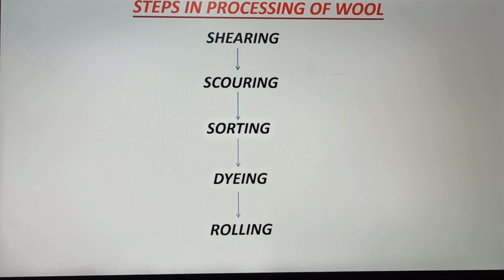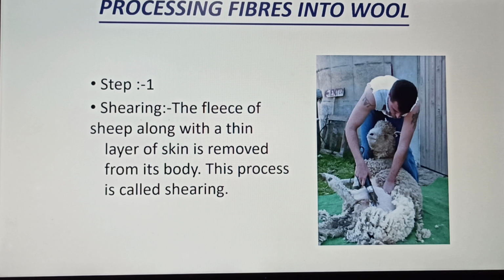Now these are the steps which are involved in the processing of wool. Your first step is shearing, second is scouring, third is sorting, fourth is dyeing and fifth one is rolling. Step 1, that is shearing. The fleece of sheep along with a thin layer of skin is removed from its body. This process is called shearing.